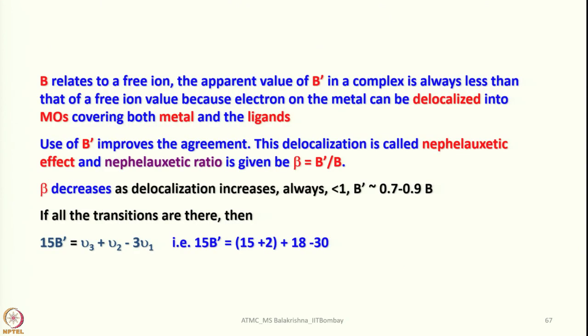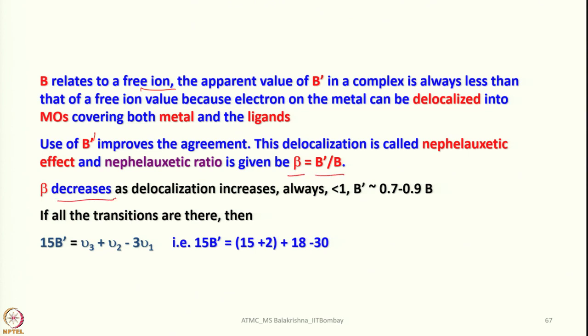If we add these values, B relates to the free ion, and the apparent value B prime in a complex is always less than that of the free ion, because electrons on the metal can be delocalized into molecular orbitals covering both the metal and the ligands. Molecular orbital theory talks about delocalizing the electrons between metal and ligand, and the use of B prime improves the agreement. This delocalization is called the nephelauxetic effect. We also see these things in the case of cyanide complexes. Cyanide complexes show a very strong field nature because of the nephelauxetic effect, which is given by beta equals B prime over B.